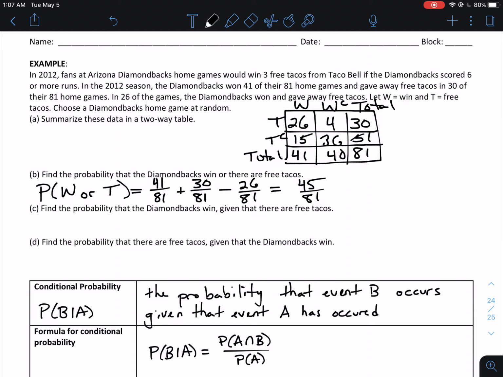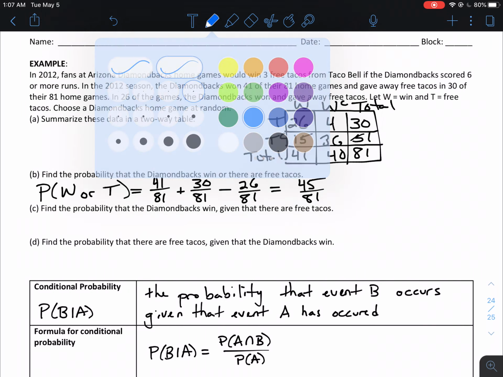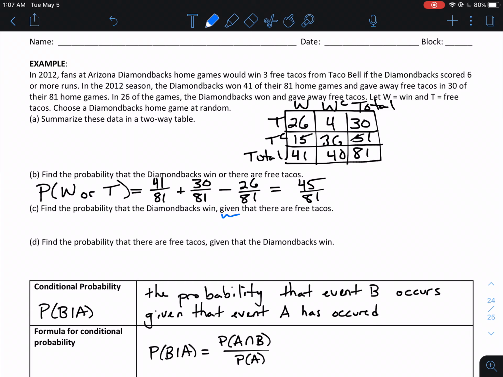All right, for C, find the probability that the Diamondbacks win given that there are free tacos. Now, we haven't talked about this before, but this idea of given is the idea of what's called conditional probability. So when we say that we're given that there are free tacos, it means we're only going to look at where we gave away free tacos. And so then the probability that they win, given free tacos, the notation we use for that is a vertical bar. So W bar T for taco is going to be the 26 out of 30 games where they won out of the games where they got free tacos.